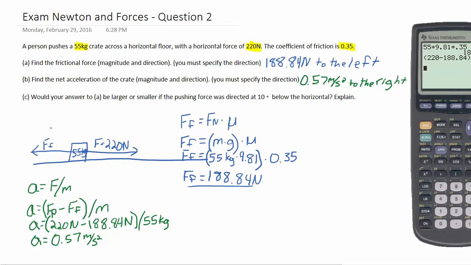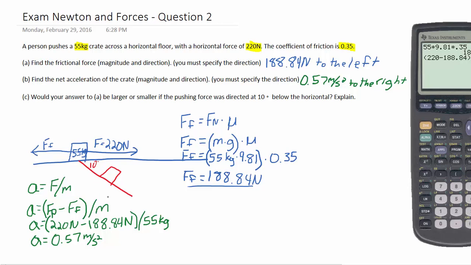And then part C. Would your answer to part A be larger or smaller if the pushing force was directed at 10 degrees below the horizontal? Explain. So for this, we would imagine that the slope would be like this. That's more than 10 degrees, but you get the idea. And then the box would be somewhere over here.